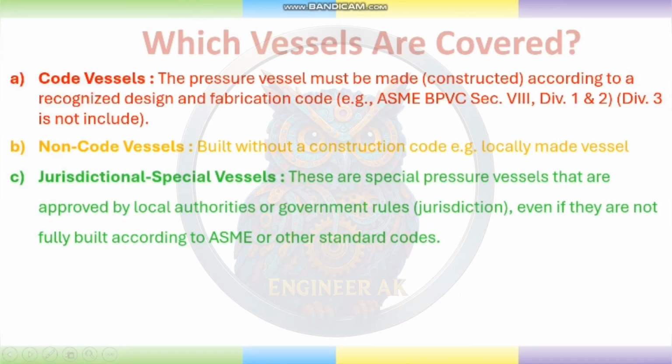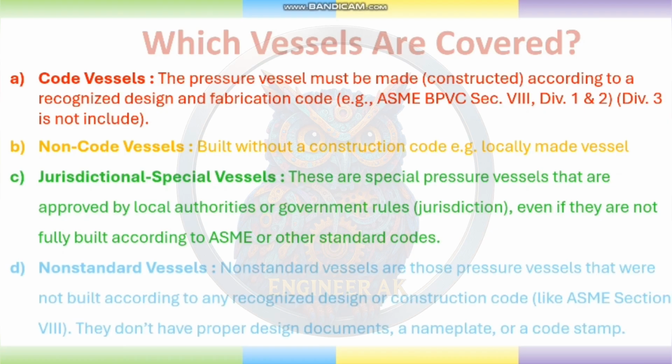What it basically means is, if in any country there is some local body or government rules that look after the pressure vessel design, and they have certain rules, right? So if the vessel is designed based on those special jurisdiction rules, then API 510 can also be applied on it. We can also inspect those vessels as per API 510.